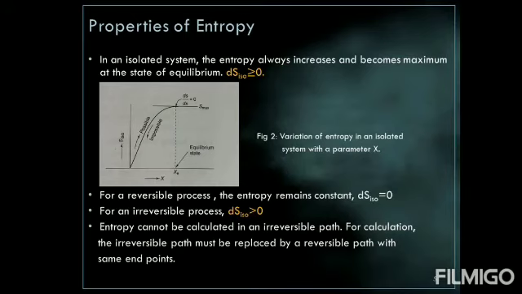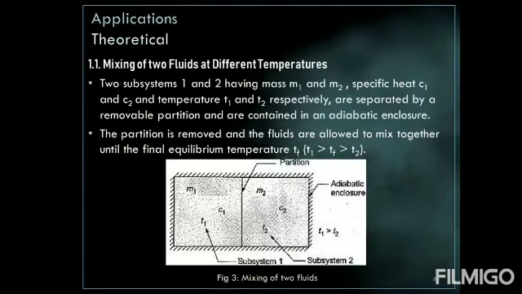Thank you, Pallab. Now, starting with the first theoretical application of entropy, we have the mixing of two fluids at different temperatures. Let us assume two subsystems, 1 and 2, having masses m1 and m2, specific heats C1 and C2, and temperatures T1 and T2 respectively. They are separated by a removable partition and are contained in an adiabatic enclosure.